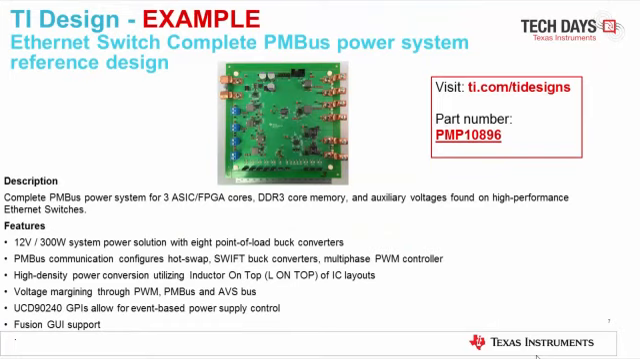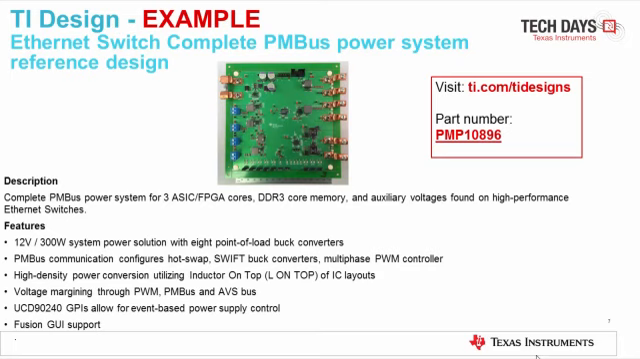This is an example of a PMBus TI design. This is TI Design PMP10896, and it's a complete Ethernet switch PMBus point-of-load solution that's available for you to download. This is a power system that has 8 voltage regulators, a UCD90240 24-rail PMBus sequencer that includes black box recording capability, and a 12-volt input PMBus hot swap controller. This TI design is a 300-watt system power solution.